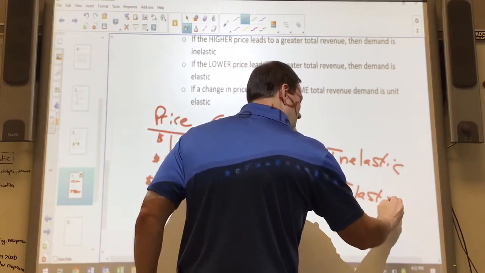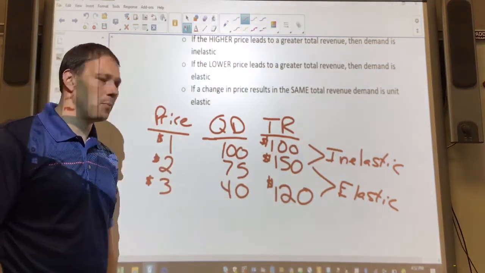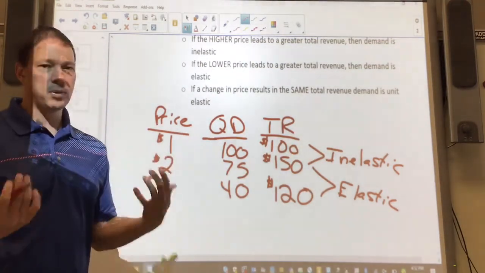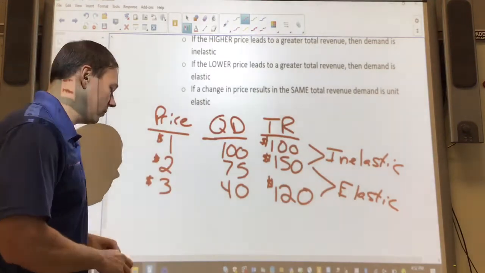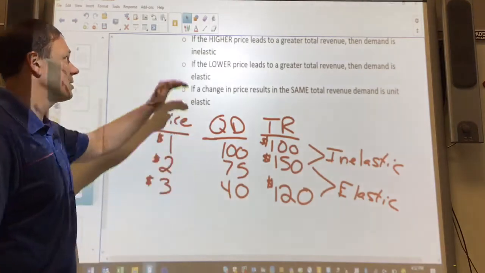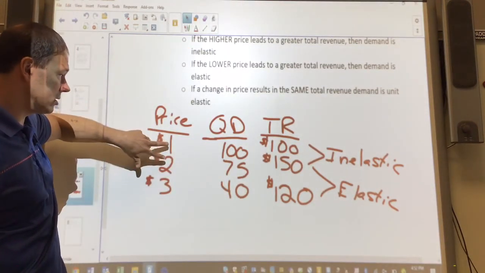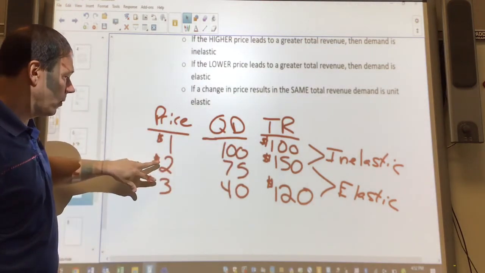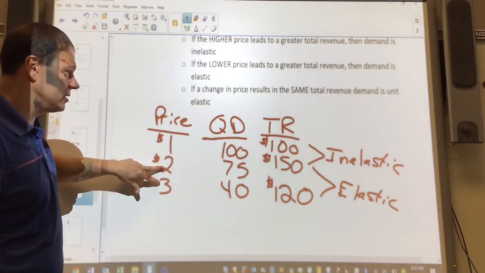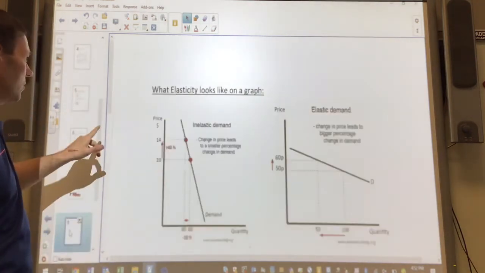And again, I've said it before, your total revenue test is probably going to be your best friend, because it'll come up at some point where they give you numbers that it's either an easier way of doing it or the only way of doing it, depending on what information they give you. So make sure you know the total revenue test. When you like the higher price, it's inelastic. Between these two, $2 gets you greater revenue, higher price, inelastic. When the lower price gets you greater revenue, it's elastic, like it is here. So total revenue test can help you out.